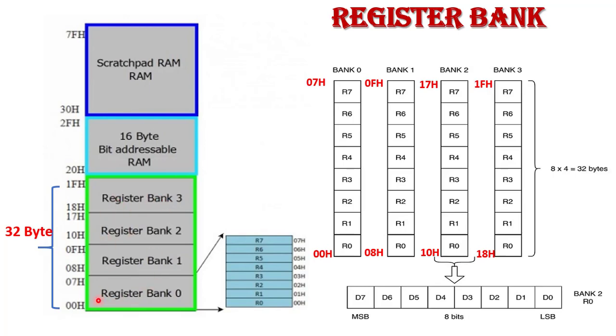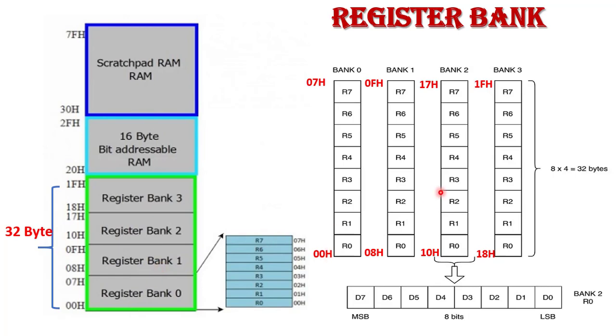As I have already told, the register bank area is 32 bytes long. These 32 bytes are divided into four register banks: bank 0, bank 1, bank 2 and bank 3. Each bank has 8 registers. Each register is 8 bits long. Here we see bank 0 has 8 registers R0 to R7, and each register has 8 bits. Similarly, bank 1 also has 8 registers R0 to R7, each with 8 bits.